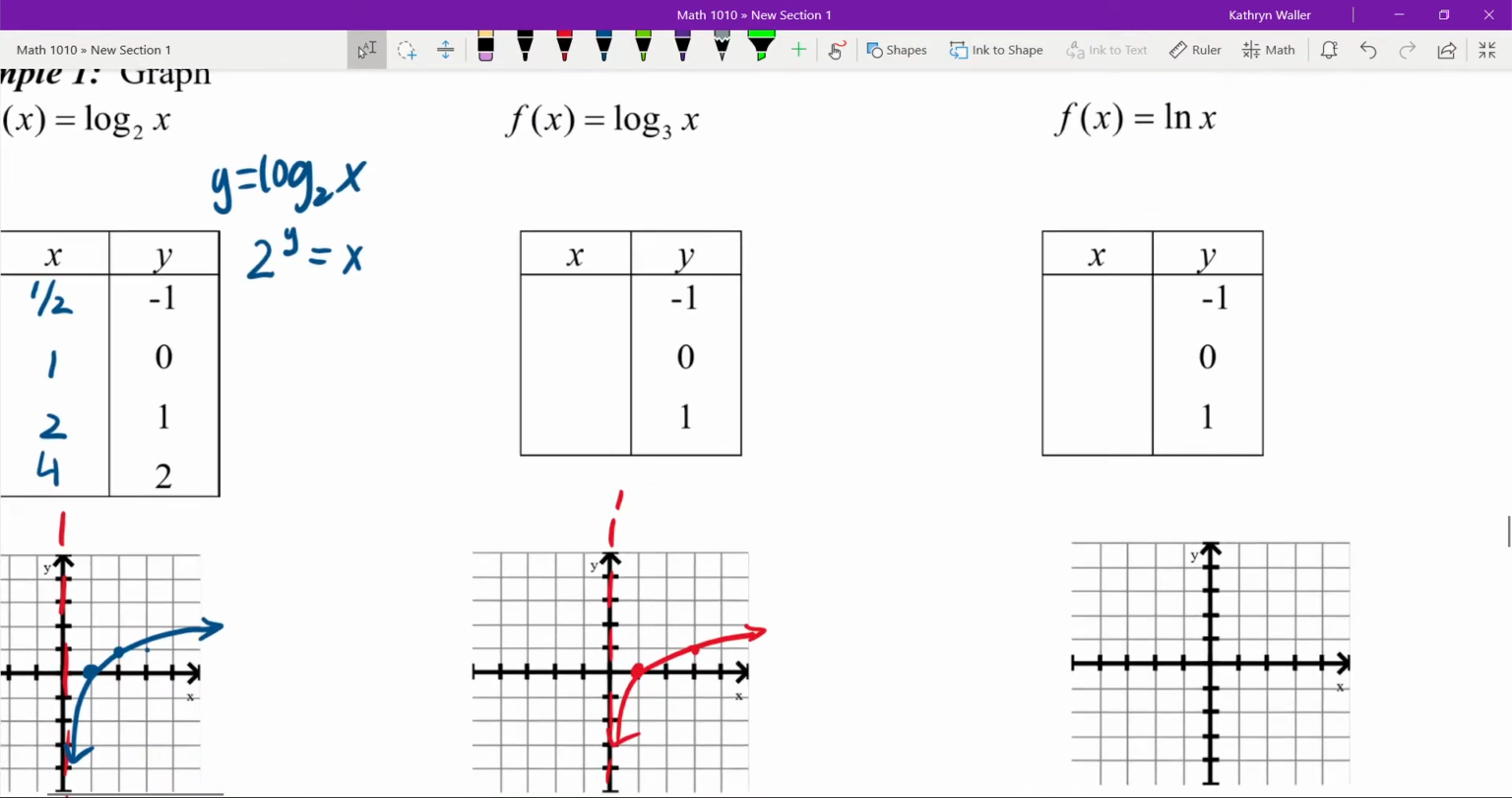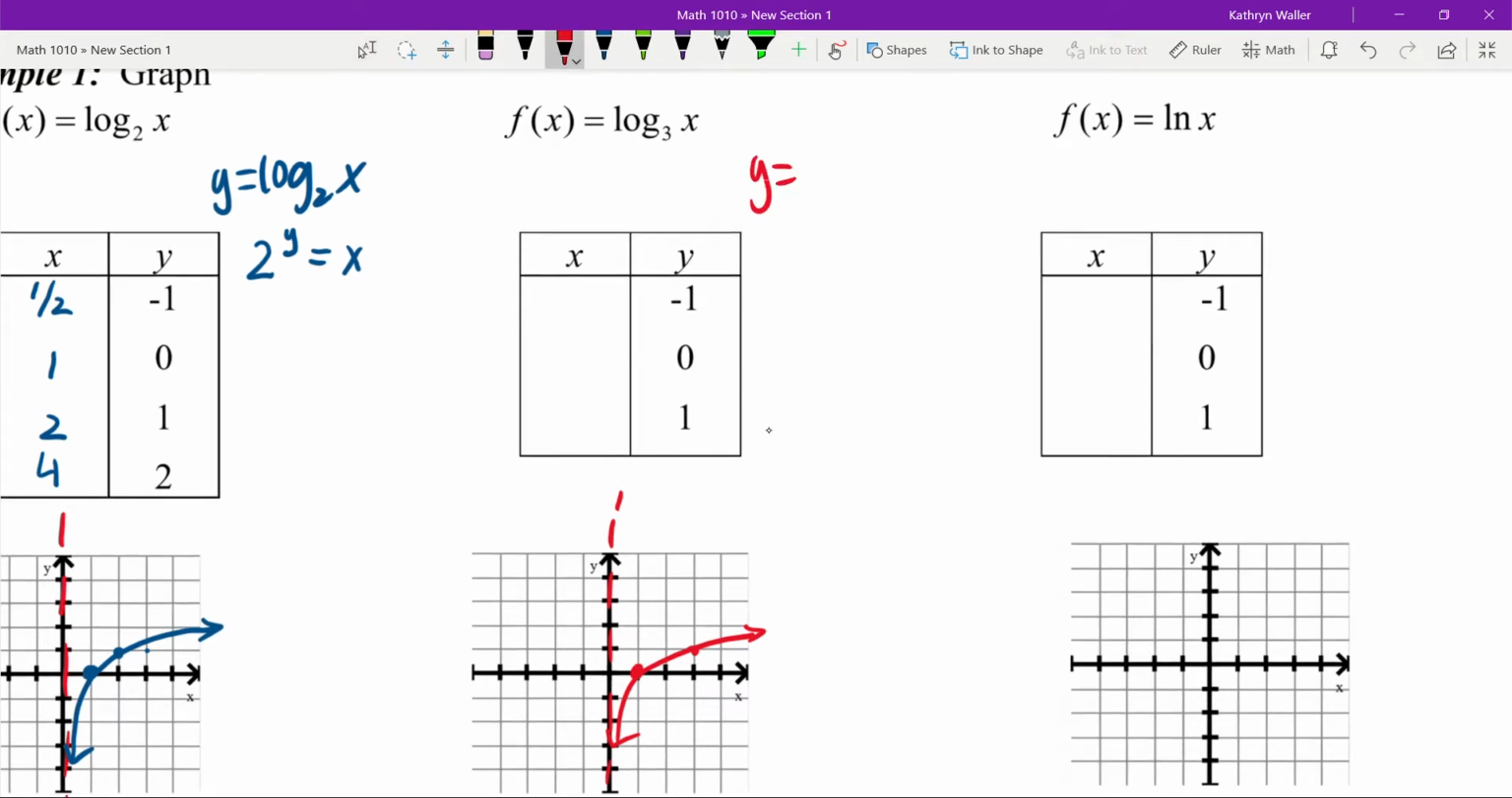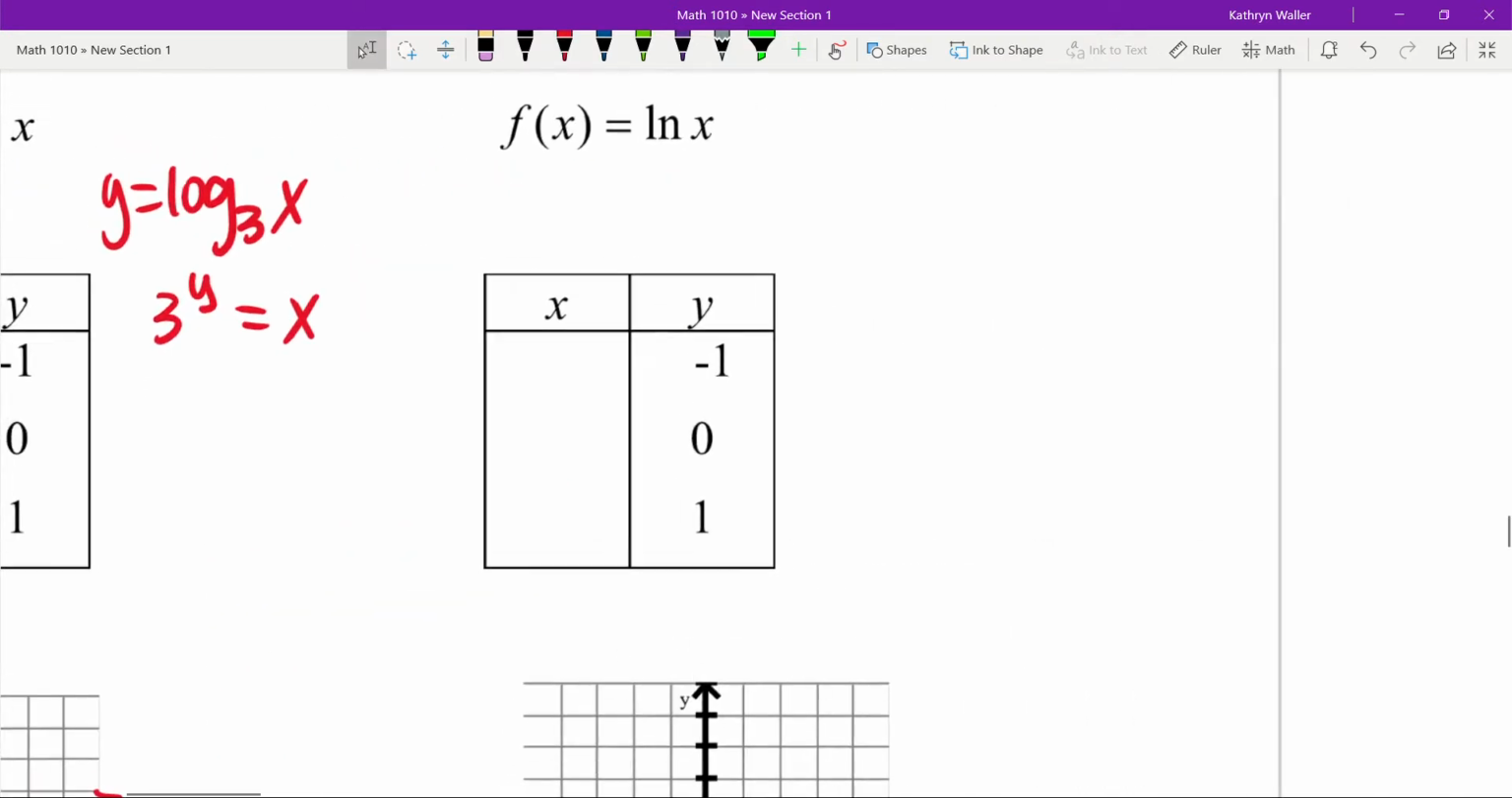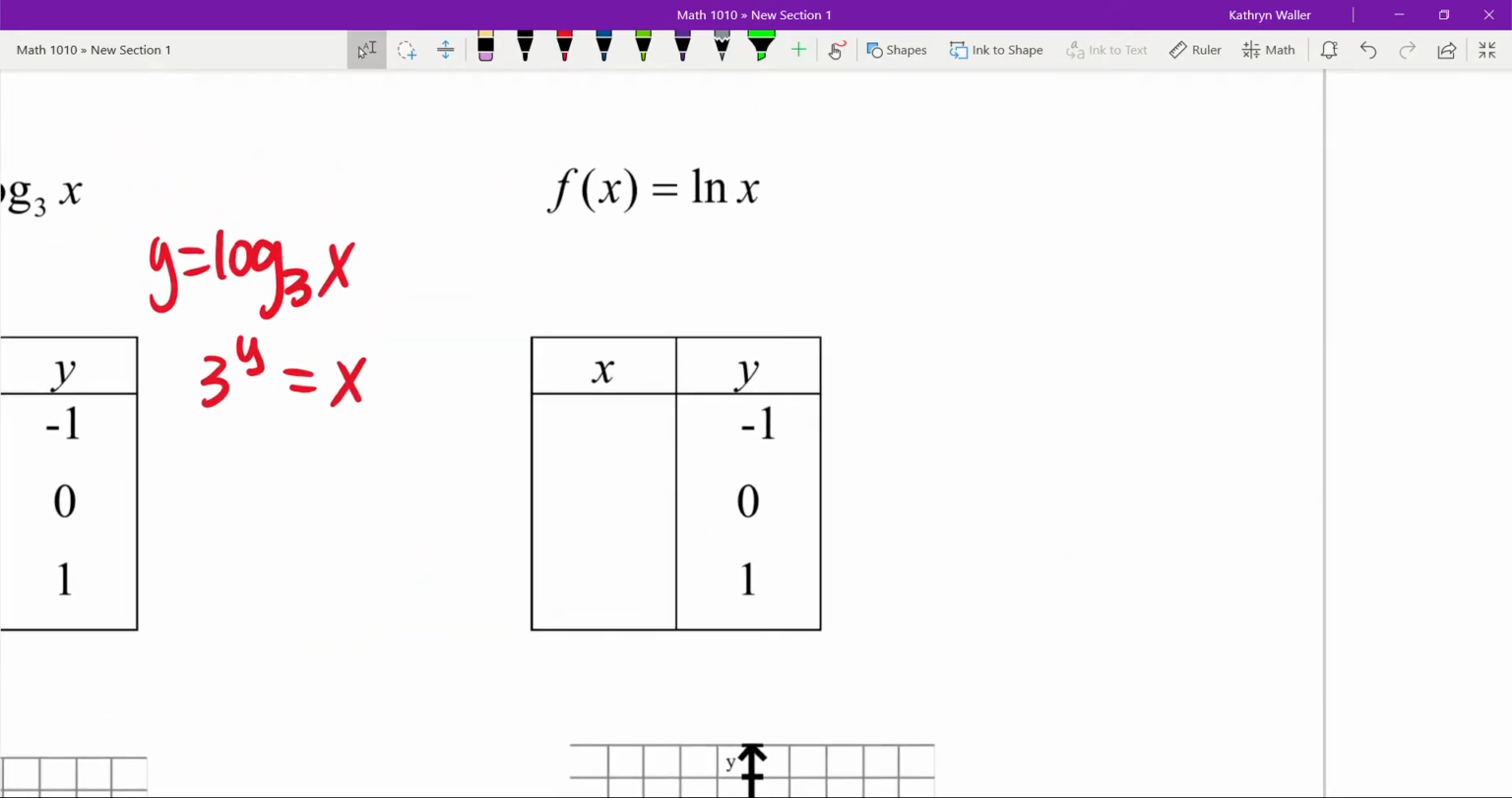Okay, let's do a quick table of values. Everybody write y equals log base 3 of x. Then I want you to convert it. So it's 3 to the y equals x. If y is 0, 3 to the 0 is 1. If y is 1, 3 to the first is 3. If y is negative 1, 3 to the negative first is, talk to me everybody, 1 over 3. Very good. People see that and they freak out.